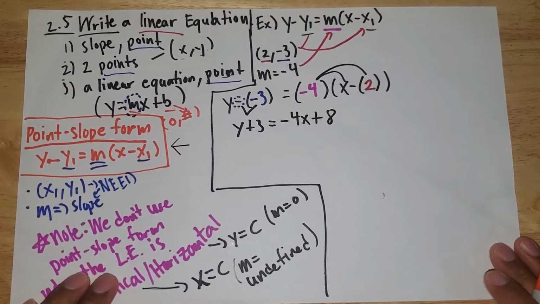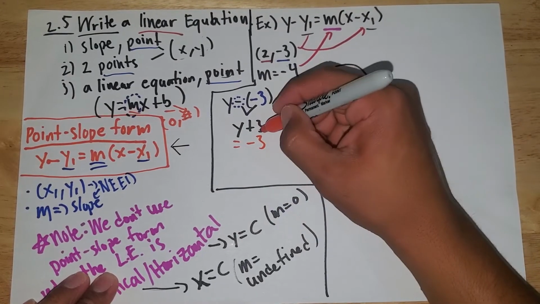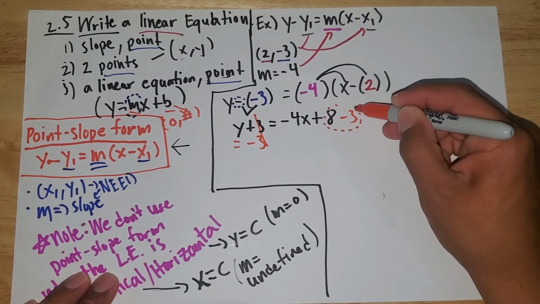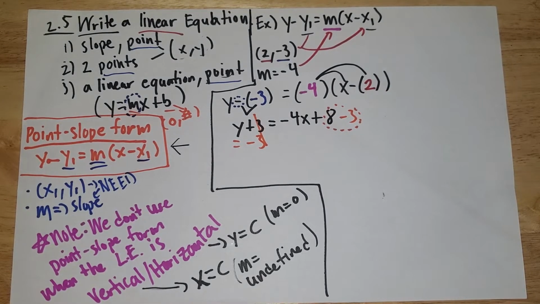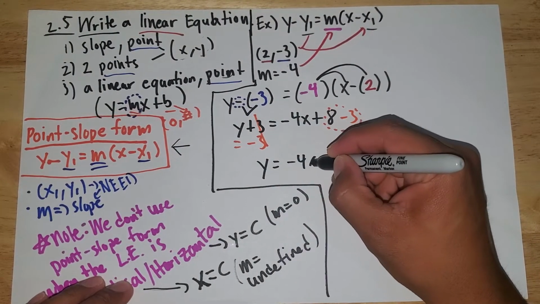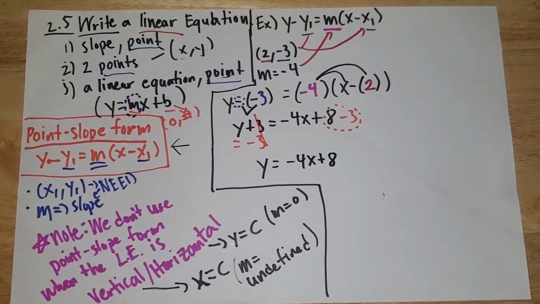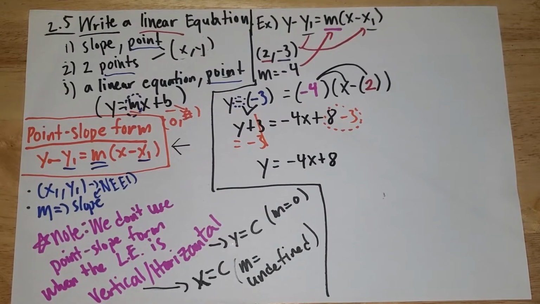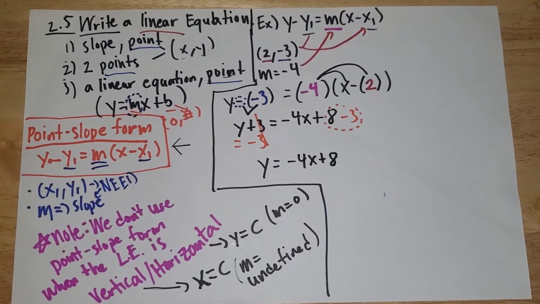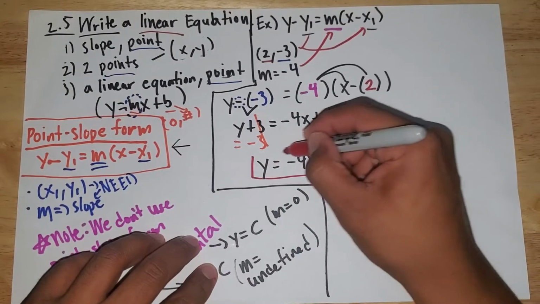All slope intercept form is, make sure you isolate your y. We have to isolate this y. To do that, I subtract 3 from both sides. On this side, this cancels. Here, we're going to simplify these, which leaves us with y is equal to -4x plus 8. And that's our linear equation that passes through this point, has this slope, and we wrote your solution in slope intercept form, which is what the book wanted.